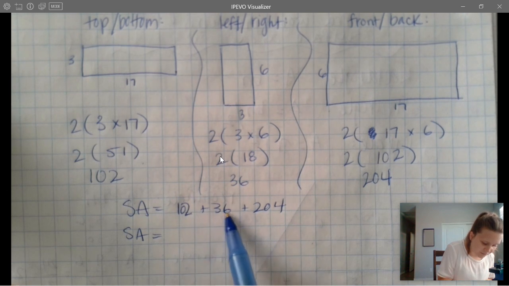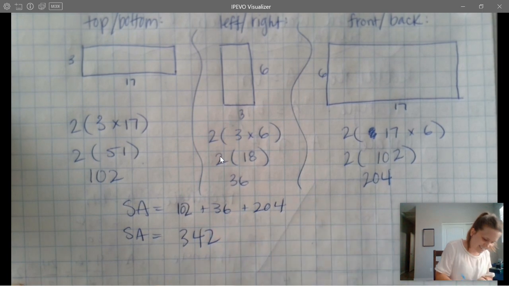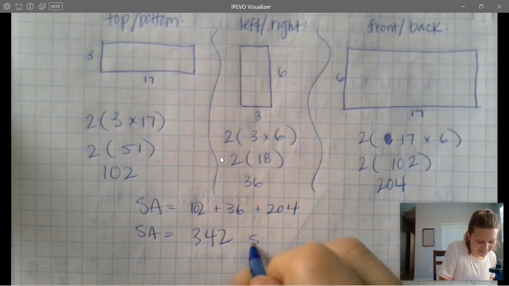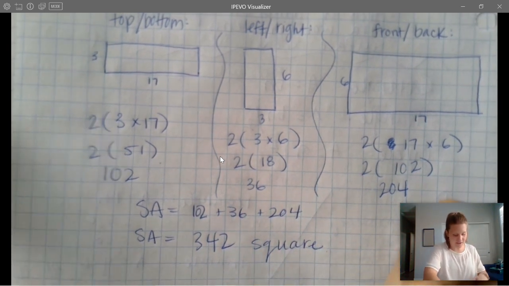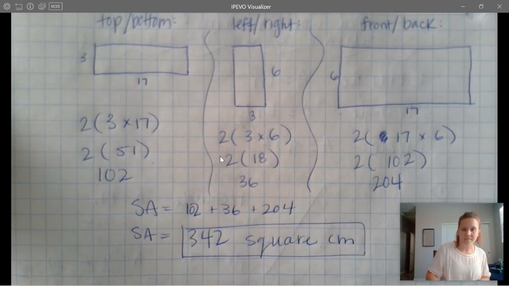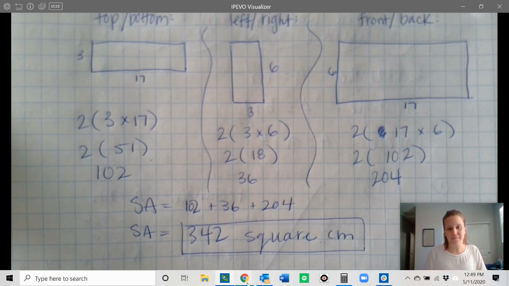306, 312, 342. Did I get that? Yes. 342 square inches. Oh, it was centimeters, not inches, square centimeters. All right, pause here to update your work if you need to. Great job, team.